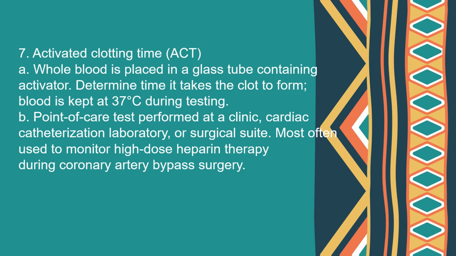So number 7 is activated clotting time. So this is just a normal clotting time, except that we place this in a glass tube. The specimen is placed in a glass tube and we determine the time it takes for the clot to form. Okay, we need to use a water bath for this purpose to keep the temperature at 37 degrees Celsius, and this can be performed in different situations.